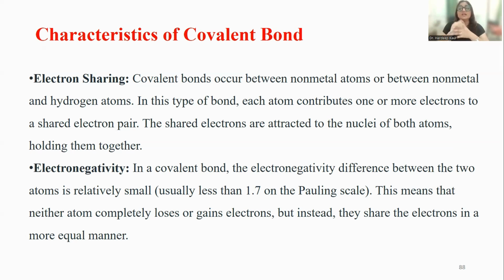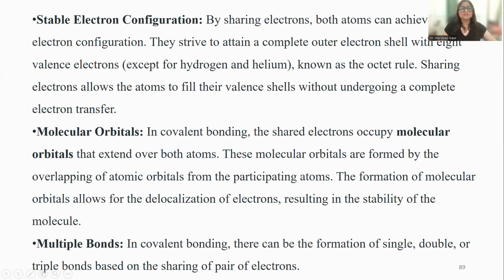The shared electrons are attracted to the nuclei of both atoms, and they are just holding them. Electronegativity, we have already done with the Pauling scale. I'm not going to discuss it, but you can read about it by pausing this video. Stable electron configuration: definitely, they are going to complete the octet.